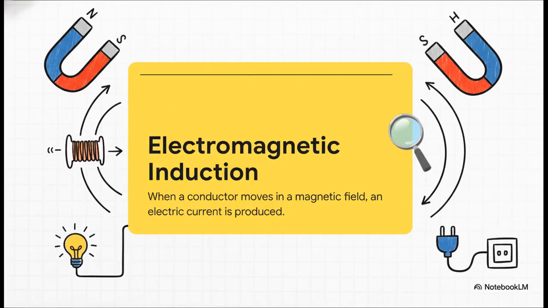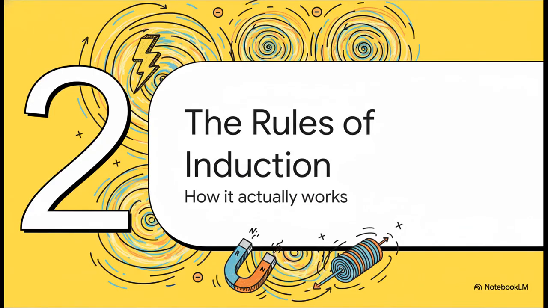So what is electromagnetic induction? Put simply, it's the magic of creating an electric current in something like a copper wire just by moving it through a magnetic field. That's it. That's the core recipe. You just need a wire, a magnet, and a little bit of motion. Okay, so we have the name, we have the basic idea, but how does this trick actually work in the real world? What are the ingredients you need? Let's break it down in section 2, the rules of induction.